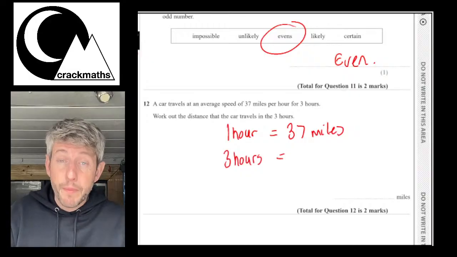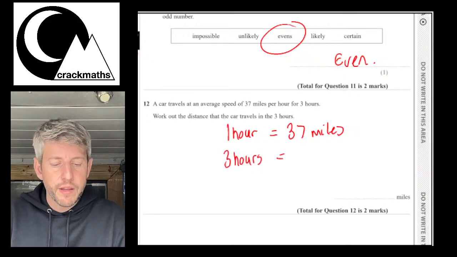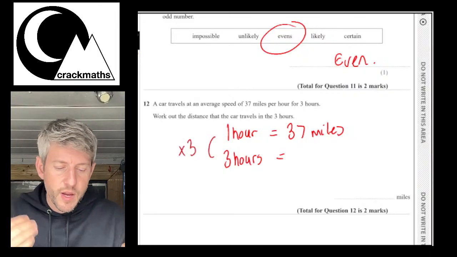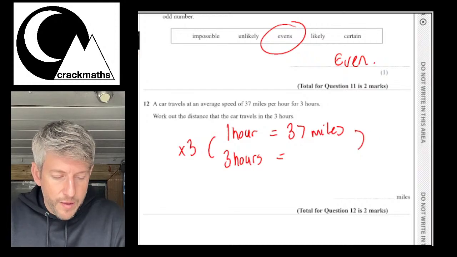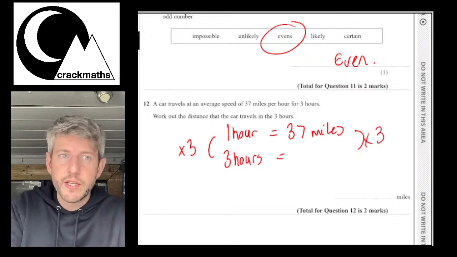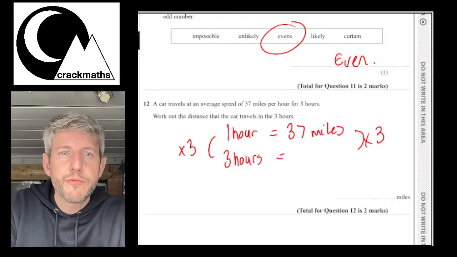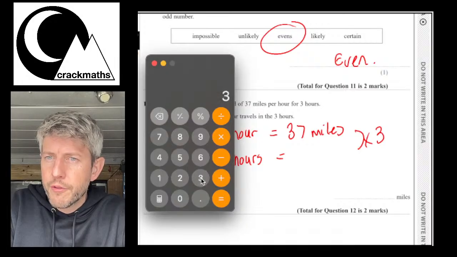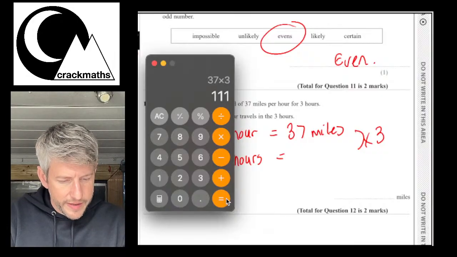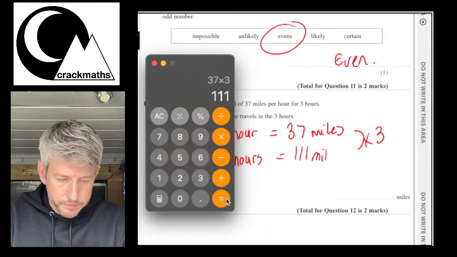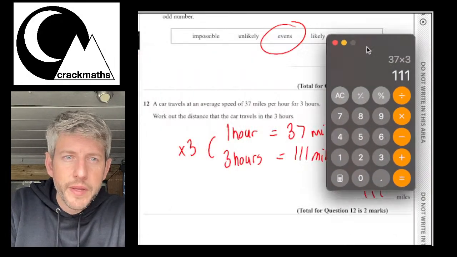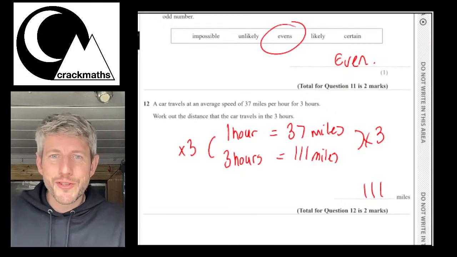So again, this is direct proportion. If every hour we're travelling 37 miles and we're doing this for 3 hours, we're just timesing this by 3. So we're repeating that hour 3 times and we're repeating that 37 miles 3 times. So what we want is 37 times 3. So I've got 37 times 3, and that equals 111 miles. Okay, there we go. Let me clear that away, and let's get on to the next question.